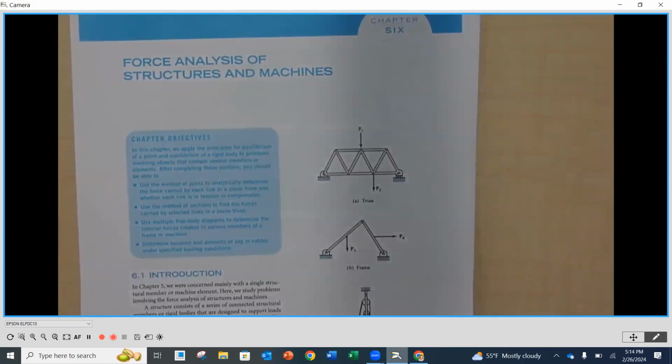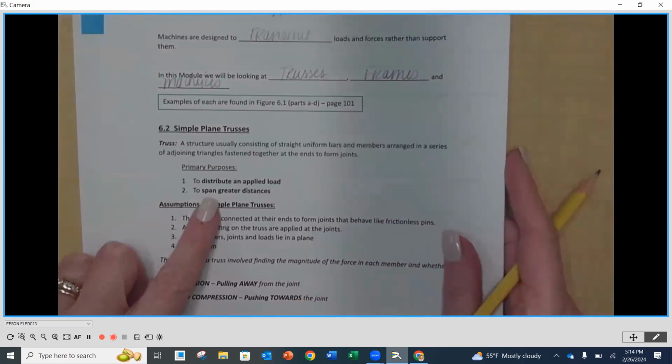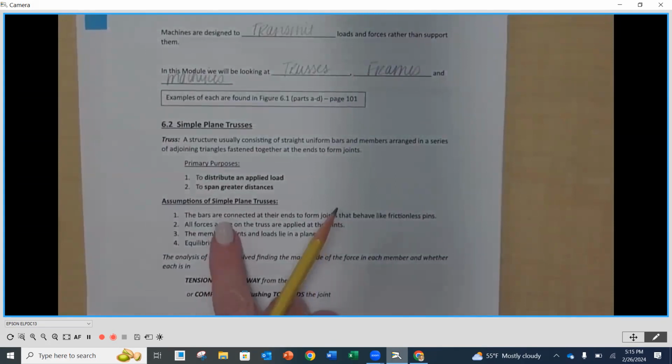And most specifically, the primary purpose of a truss is going to be two things: to distribute a load, and it's also going to be to span larger distances. So we've got to get over a river, right, with a road, a bridge is going to be the natural, and flanking it with trusses makes a lot of sense. Okay. Now, there are assumptions about simple plain trusses that we're going to make in our analysis.